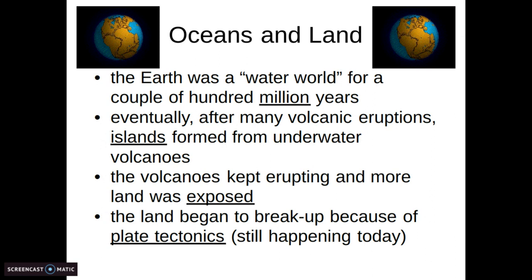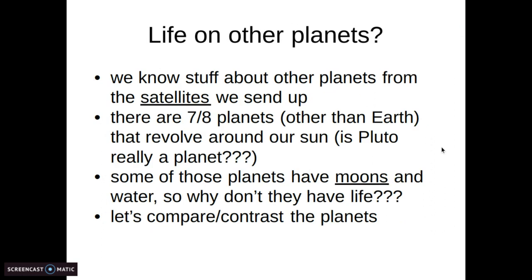And then eventually that land began to break up because of plate tectonics. We're going to talk more about plate tectonics later in the year, but it's convection currents in the mantle that are causing the plates to move apart, which is still happening today. The plates are still moving today, which is one reason that we have earthquakes. So that's how the oceans and the land were formed.